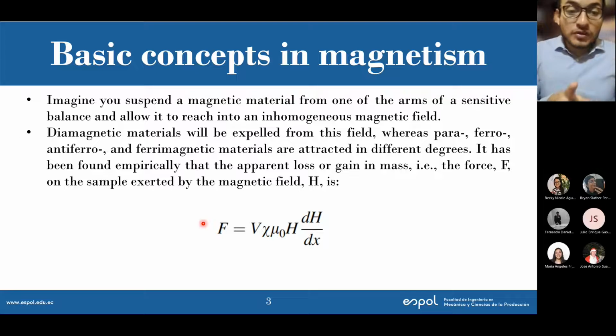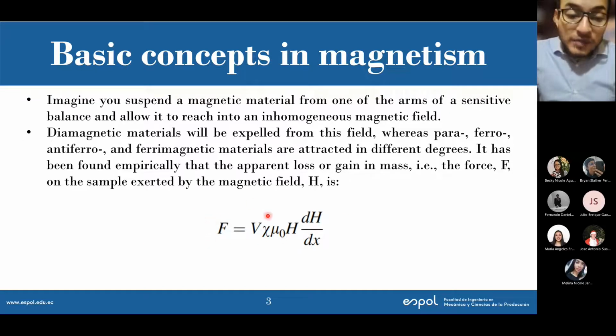So if you consider that you're basically attracting the material, there will be a force that causes that attraction, right? Or that causes that repulsion in the case of a diamagnetic material. There's obviously a force, right? So, well, that force exerted by the magnetic field can be represented by this equation. And you might be wondering, well, what's the meaning of this equation? So obviously this is the force. V becomes the volume of the material or the volume of the sample.